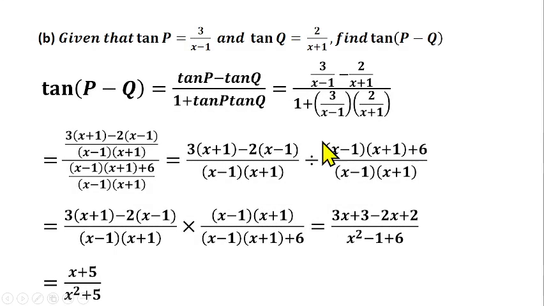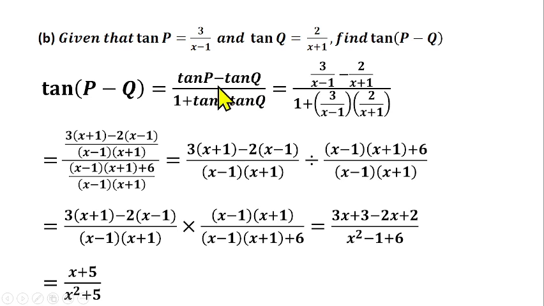Now, how do we do that? Given that tan p is equal to 3 over s minus 1 and tan q is equal to 2 over s plus 1, we have to find tan p minus q. So, from the trigonometry of compound angle, we know that tan p minus q will give us tan p minus tan q over 1 plus tan p tan q.